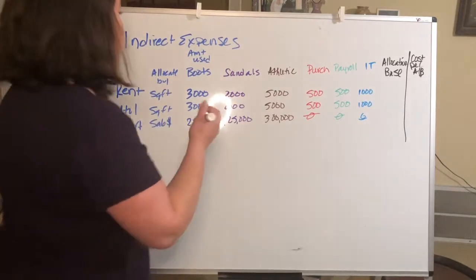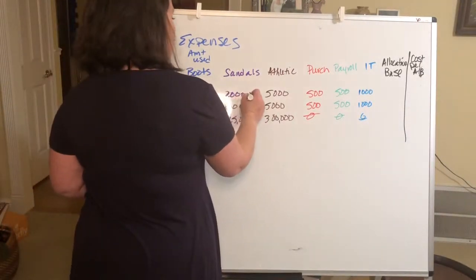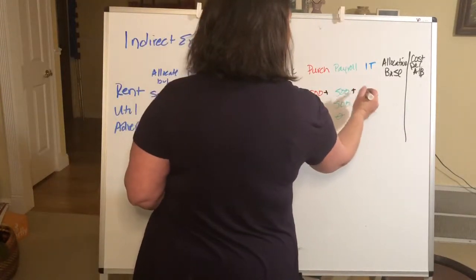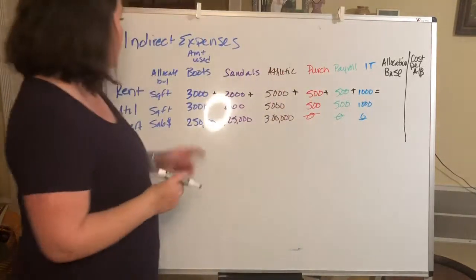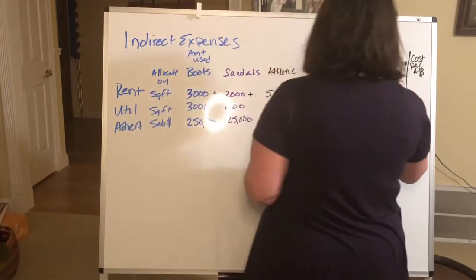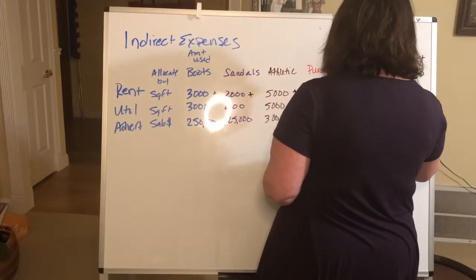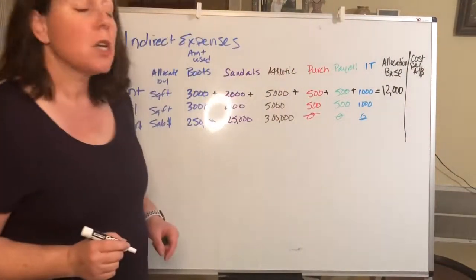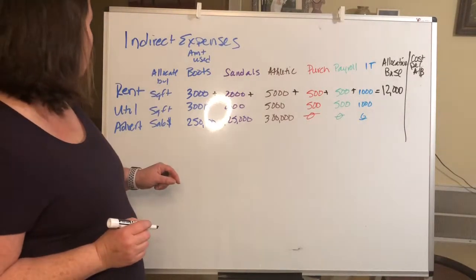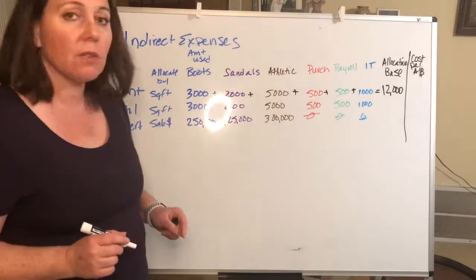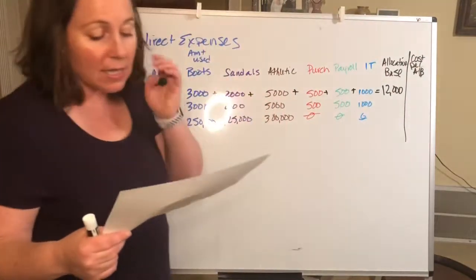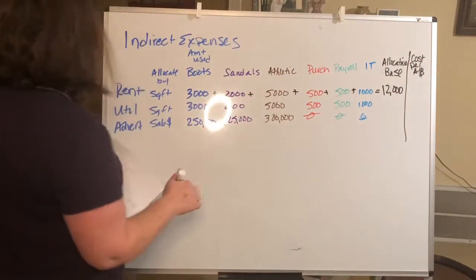So we're going to add 3,000 plus 2,000 plus 5,000 plus 500 plus 1,000, and that's going to give us 5,000, 10,000, should give us 12,000 square feet. So we are going to allocate our total costs, which I apparently forgot to write down, but our total costs were 60,000. Let me just add those here.